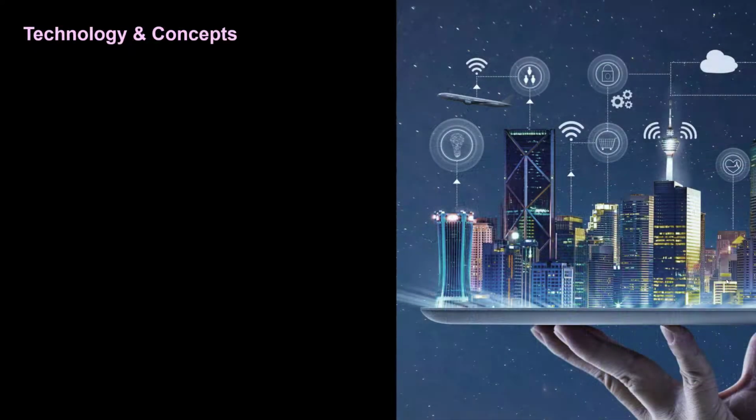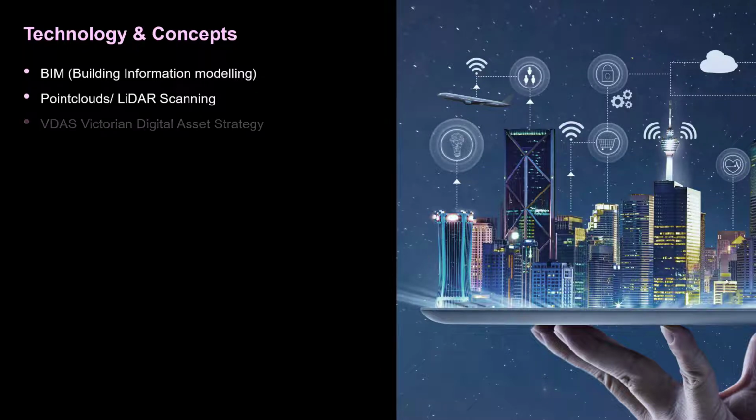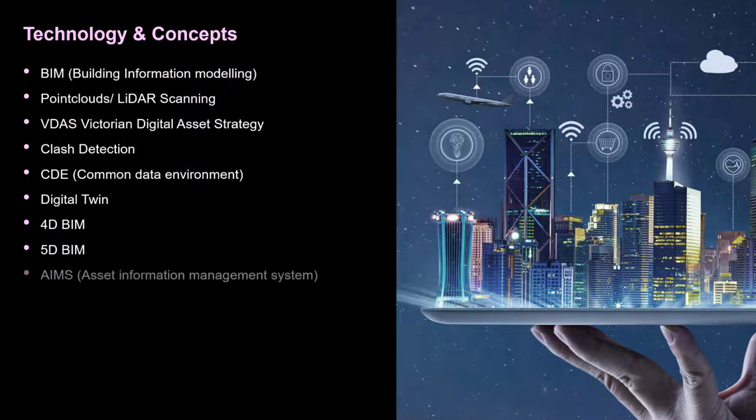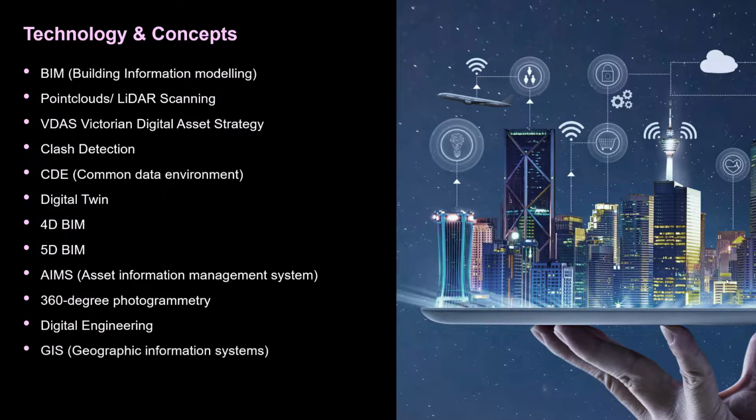First of all, the list of technologies and concepts: building information modeling, point cloud and LiDAR scanning, the Victorian Digital Asset Strategy, clash detection, CDE or a common data environment, digital twin concepts, 4D and 5D BIM, so that's time, 4D, and 5D is cost, BIM, AIMS or Asset Information Management System, 360-degree photogrammetry, digital engineering, GIS or Geographical Information Systems, and augmented reality as it pertains to design and construction.